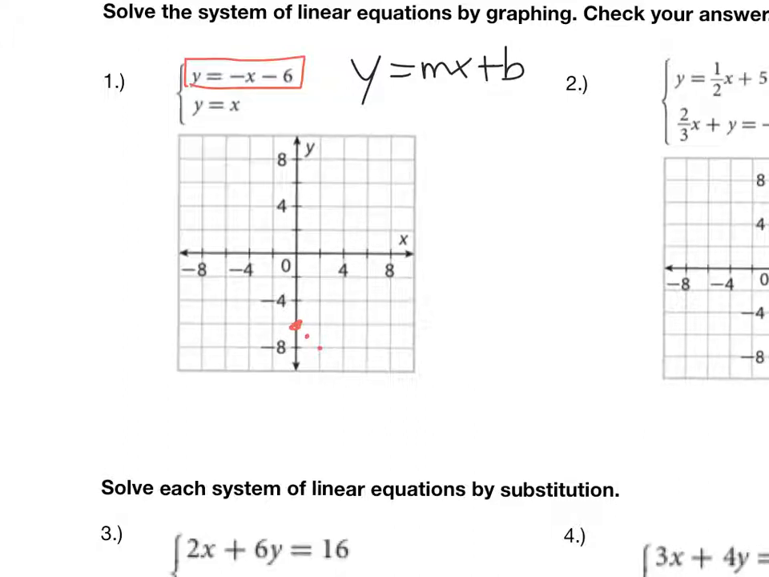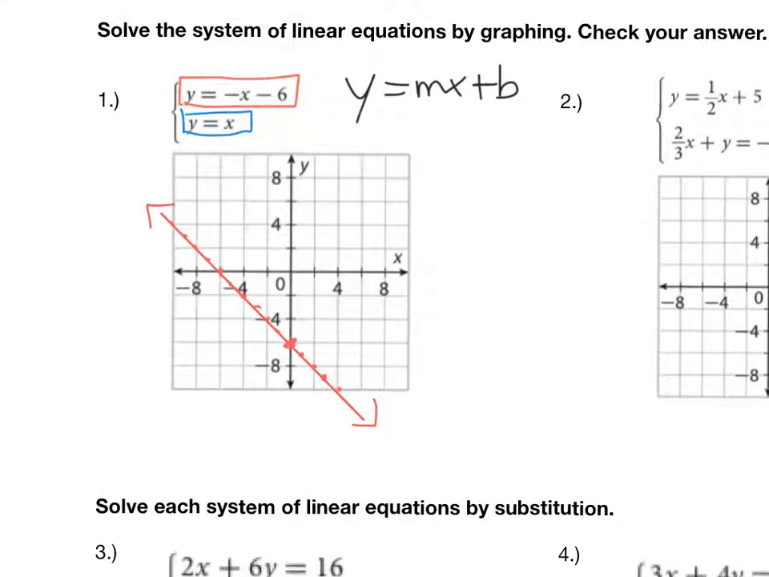And remember, when you're doing these problems, you want to put as many points as possible. You want to make sure your line is as straight as possible so that you can get an accurate solution. It's going to be hard for me to do that on the iPad, but I'll try. Tomorrow's test, you could use a ruler if you need to.